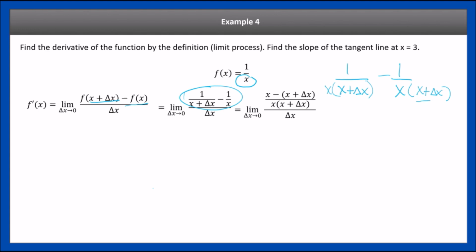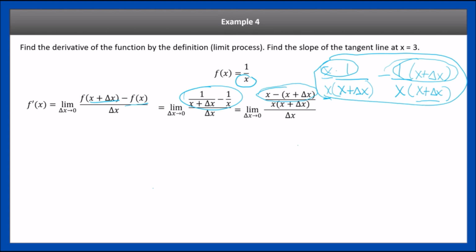But again, if I multiply this by x plus delta x, I have to do it here as well. If I multiply this by x, then I must do it here as well, so that I don't change the overall expression. But then if you do that, I get x minus x plus delta x, which is what I got here, okay? So that's exactly what it is under a common denominator. So this is how I got that expression on the top. And then notice that the x cancels out here. x minus x goes away.